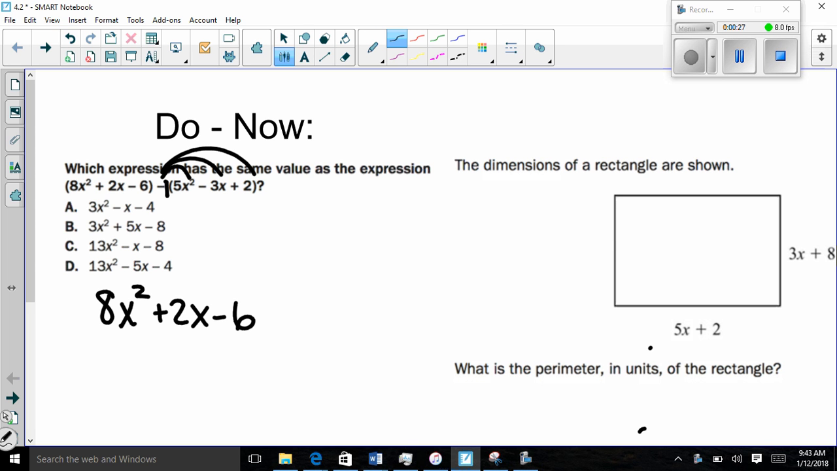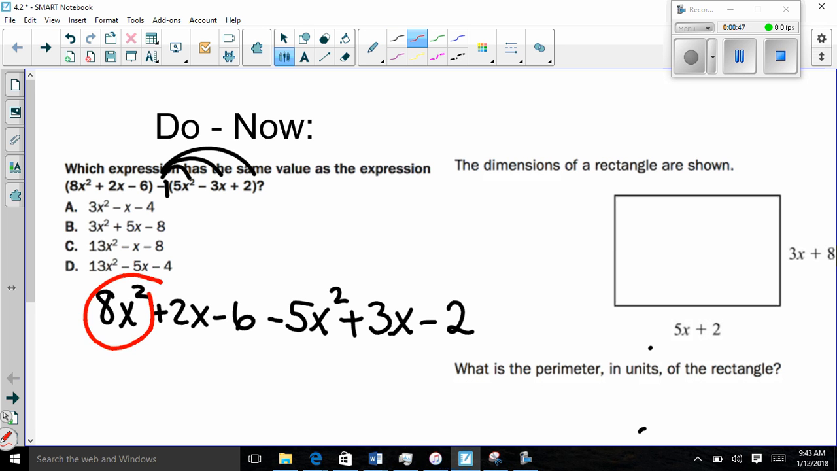And then what is that 5x squared going to turn into? -5x squared. What is this sign going to turn to? Plus 3x. And what's the 2 going to turn to? Negative. Then we combine like terms, right? So is there any other one that has x squared?